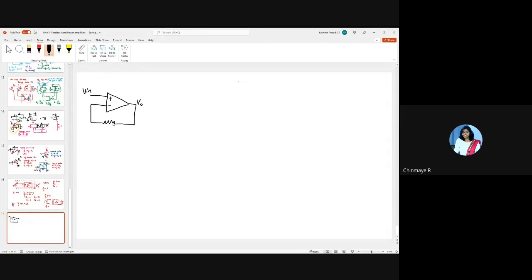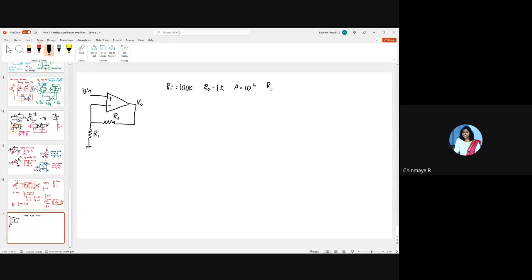Okay, here you have the output V0. Let's call this R2. Let's call this R1. So Rn of the open loop op amp is given as 100K. R out of the open loop op amp is given as 1K. The open loop gain of the op amp is 10 power 4.